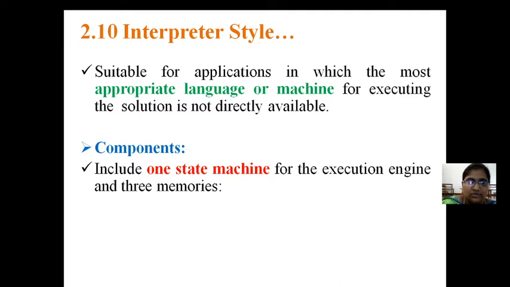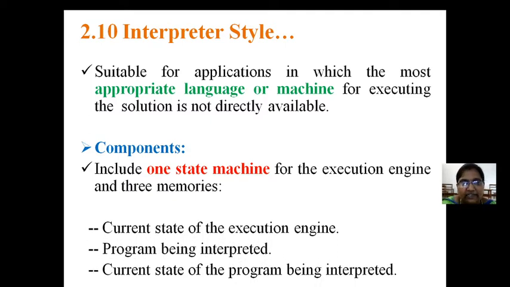See these ones. So what does it contain? The current state of the execution engine, the program being interpreted, and the current state of the program being interpreted. So what is your program? What is the state of the program? What is the state of your interpreter? What data do you want to execute? All these can be stored at one place called the state machine, which is our component in the interpreter style.